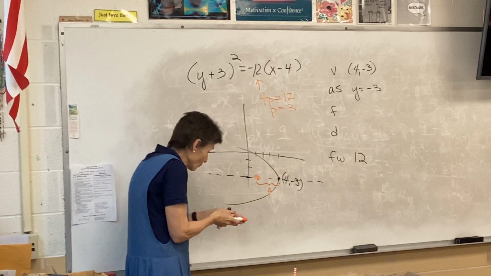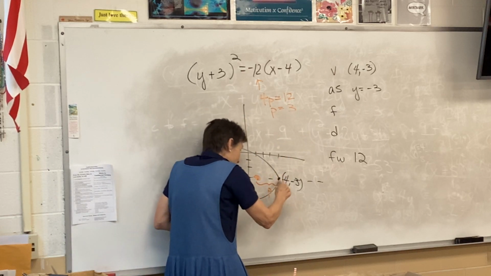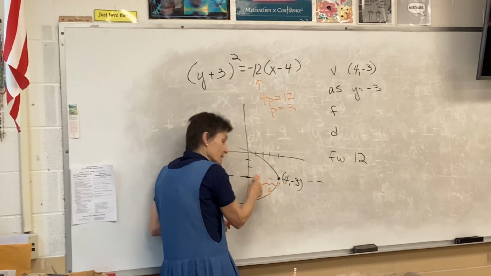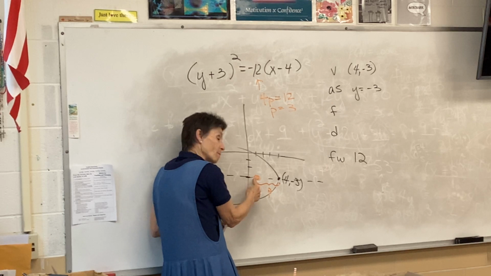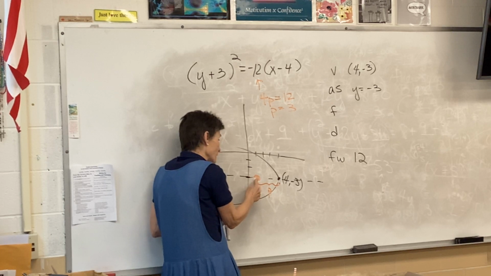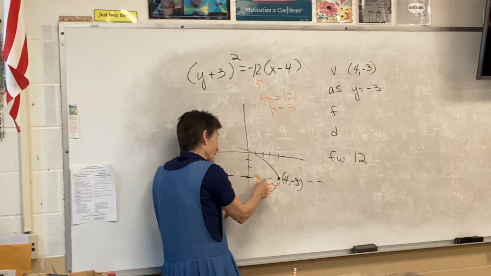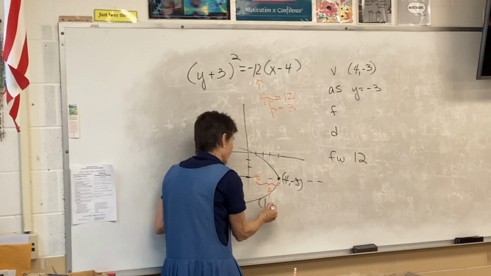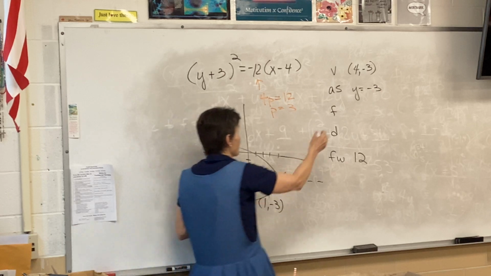So on my little grid, I put my pencil right there at the vertex, and I count 1, 2, 3. And then I write down where my pencil is now. What point is my pencil at now if I back up 3 units? 1, negative 3. So that's my focus.